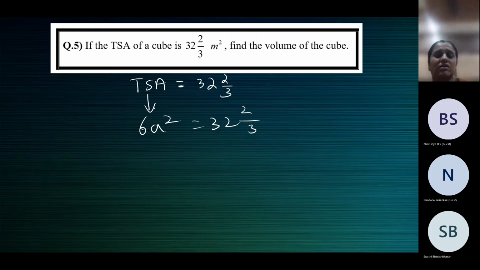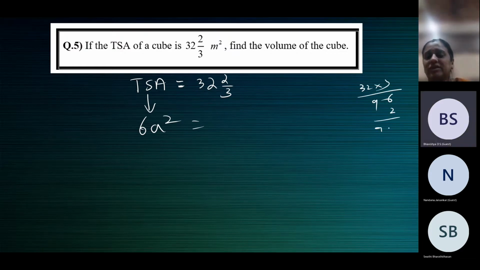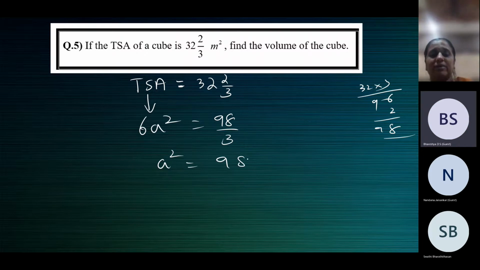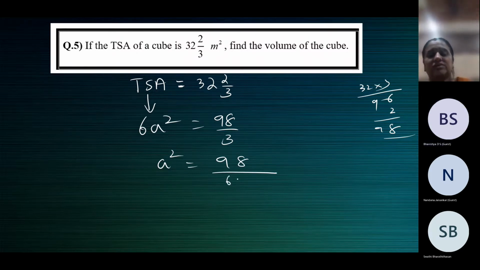Now convert the mixed fraction to an improper fraction. So this is 32 into 3. What is 32 into 3? 96 plus 2, 98. 98/3. Next, what, Bhavishya? A square is equal to 98 by 3 into 6. Very good. Now cancel and find the value of A. I think now you can do it. Do it.